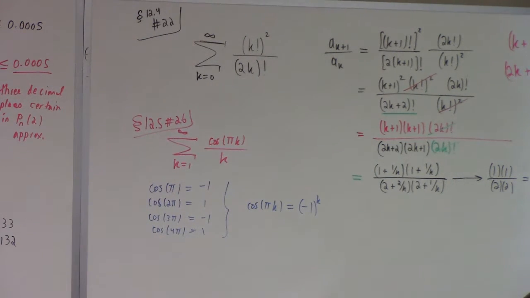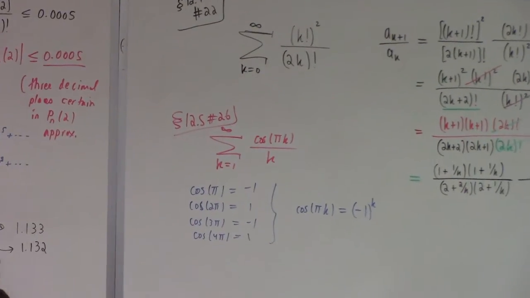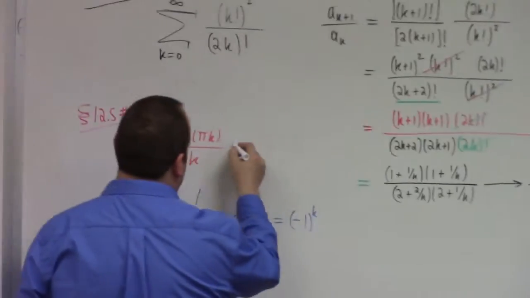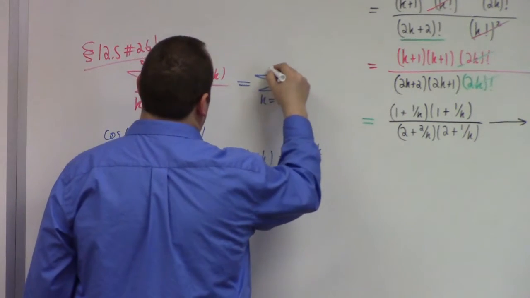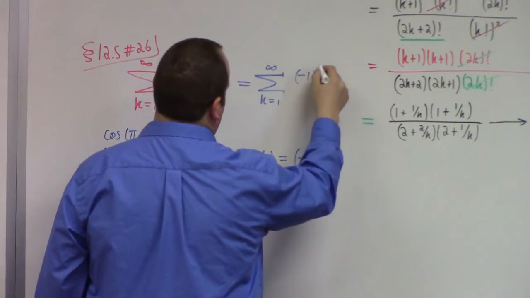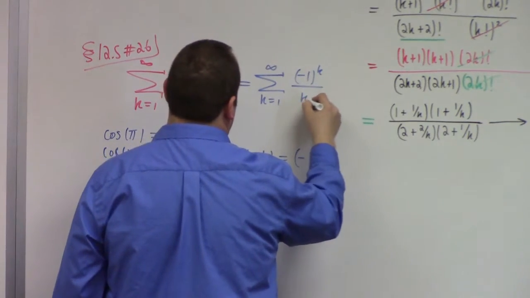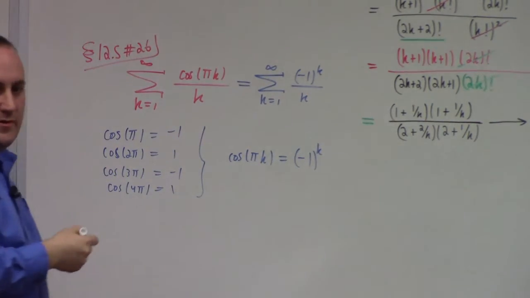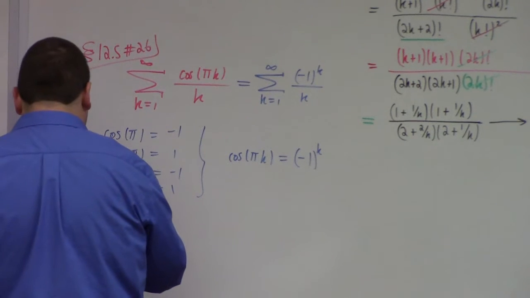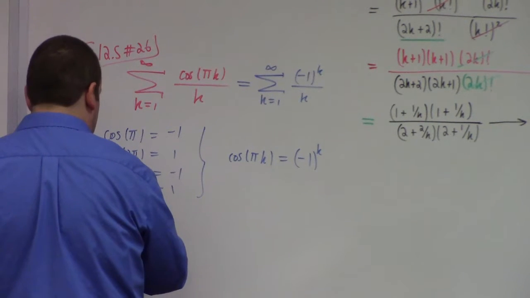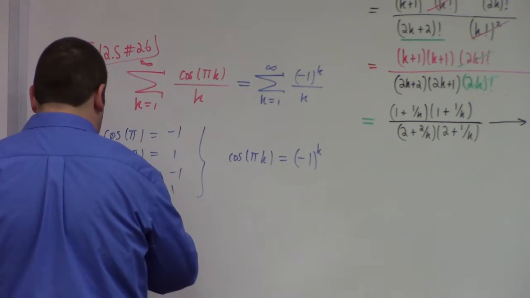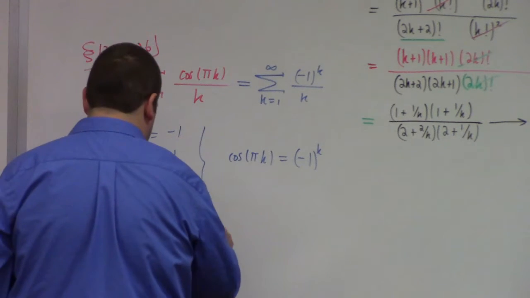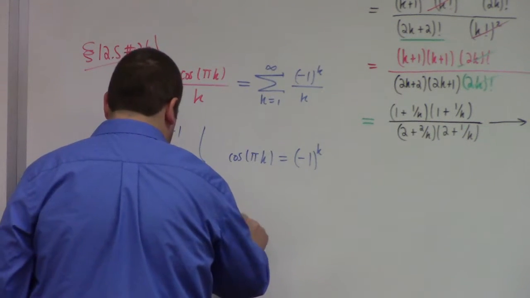So first of all, let's understand its true nature. This is nothing more than the alternating harmonic series, which is, by the way, our quintessential example of a conditionally convergent series. But just to go through the argument, for part A, you have 1 over k, k equals 1 to infinity.